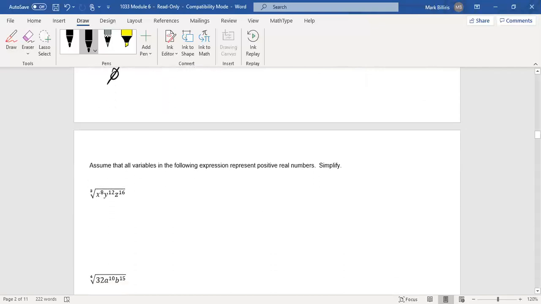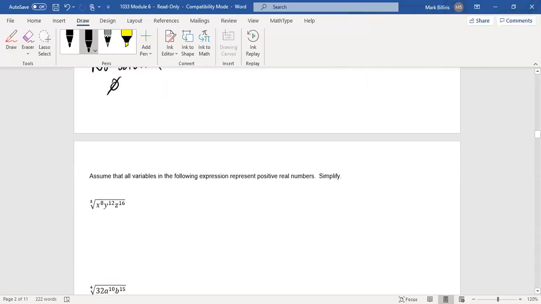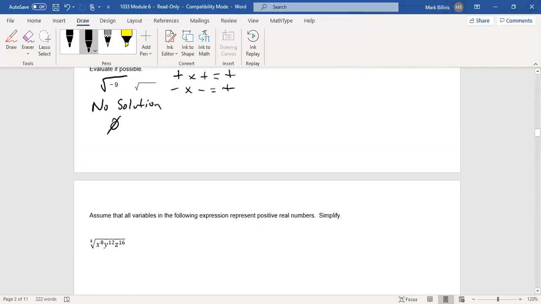Okay, so now let's go through this technique we just talked about a minute ago with the division of exponents. So here we have the cube root. The index here is 3, of x to the 8th, y to the 12th, z to the 16th. So I'm going to rewrite that. Again, it's the cube root of x to the 8th, y to the 12th, z to the 16th. So we're going to go ahead and simplify. You can do this in your head if you want. I just want to show you.